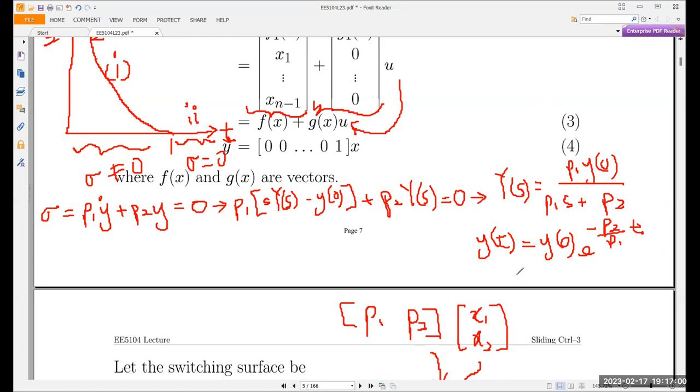When the root is on the left-hand side, your root is P1 S plus P2 equals 0. So S must be equal to minus P2 over P1. As long as P2 over P1 is positive, your root is on the left-hand side, and it's a stable system. It's the same as saying it is not unstable, so Y will be equal to 0 after a long, long time.